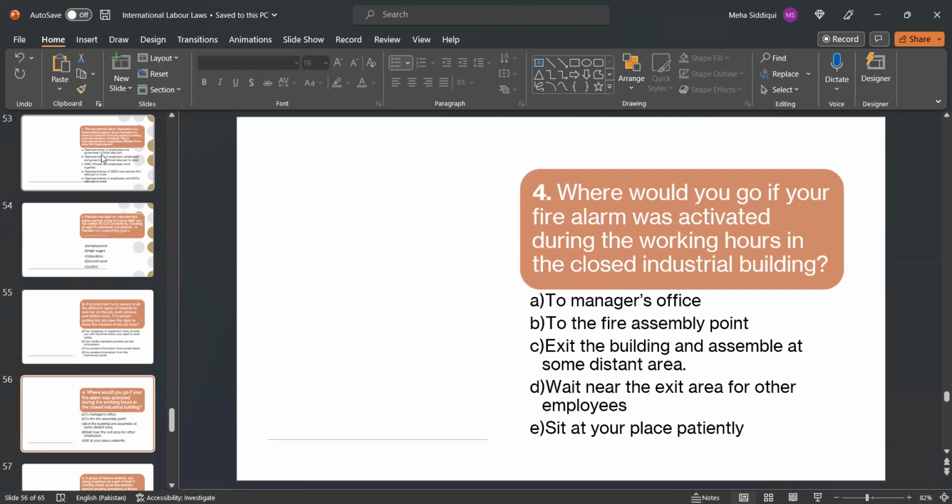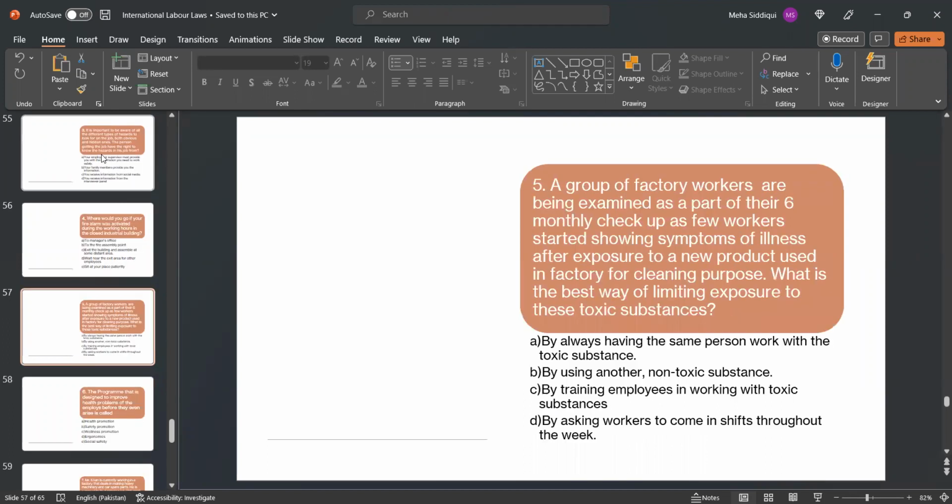MCQ number 4. Where would you go if your fire alarm was activated during the working hours in the closed industrial building? To the manager's office, to the fire assembly point, exit the building, assemble at some distant area, wait near the exit area for other employees, or sit at your place patiently. C is the right option.